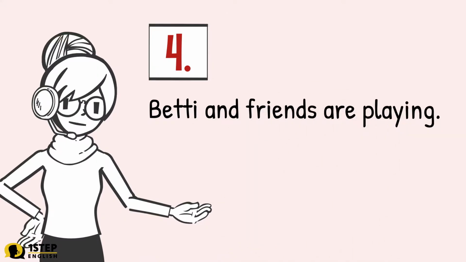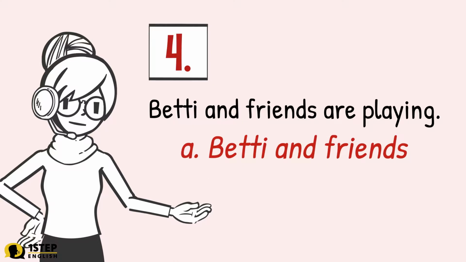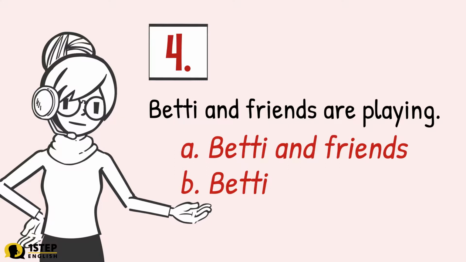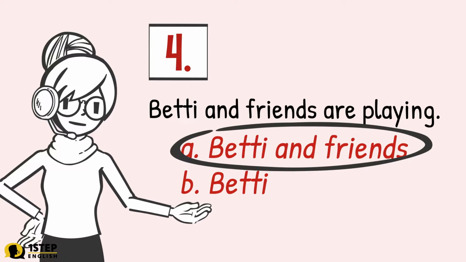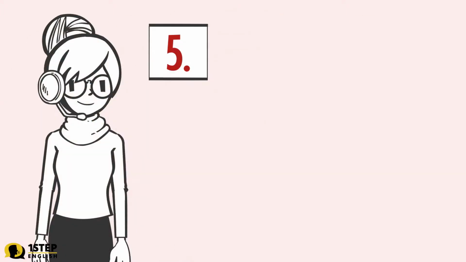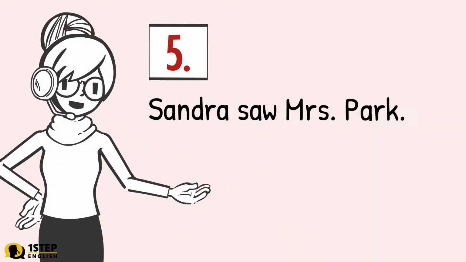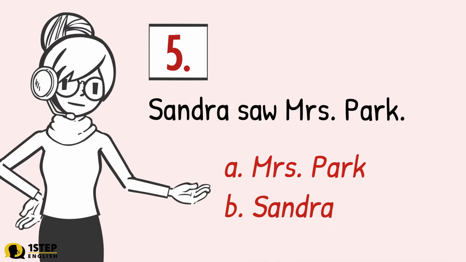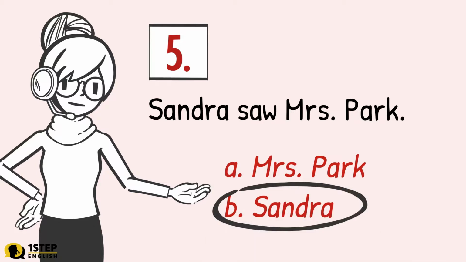Betty and friends are playing. Letter A. Betty and friends. Letter B. Betty. The correct answer is letter A. Betty and friends. It is a subject in the sentence. Sandra saw Mrs. Park. Letter A. Mrs. Park. Letter B. Sandra. The correct answer is letter B. Sandra. It is a subject in the sentence.